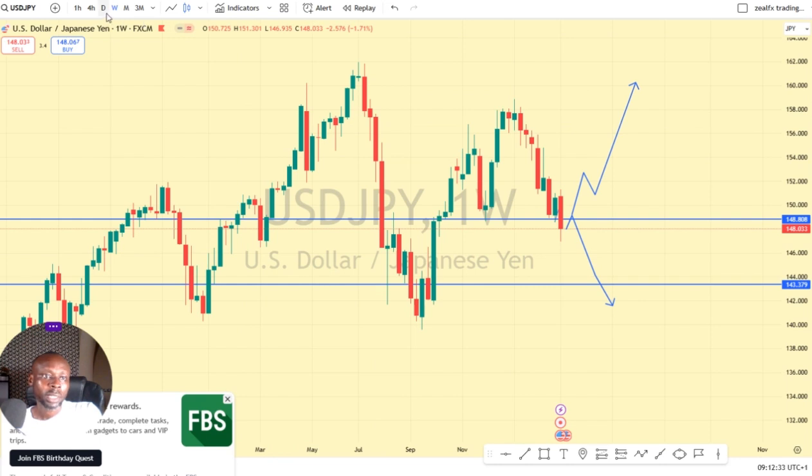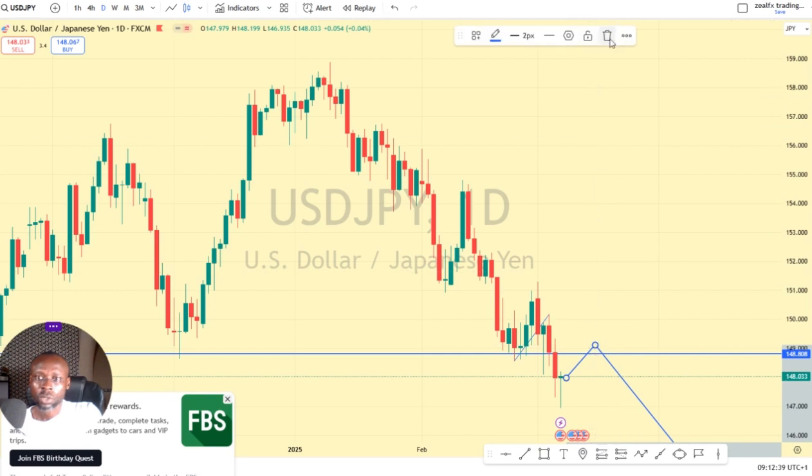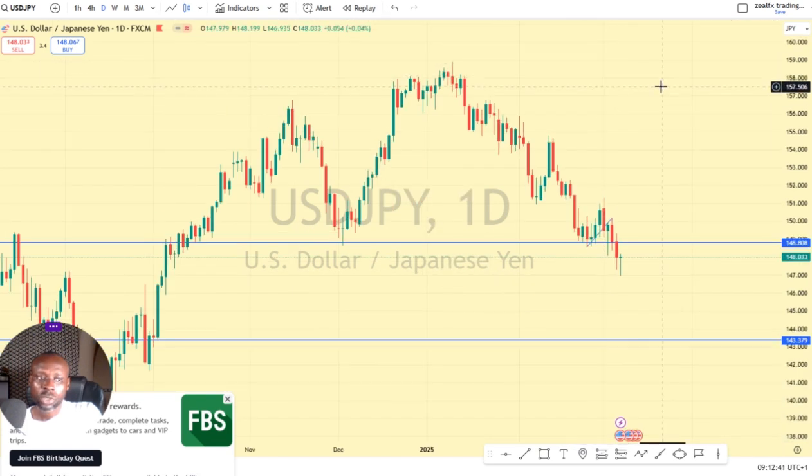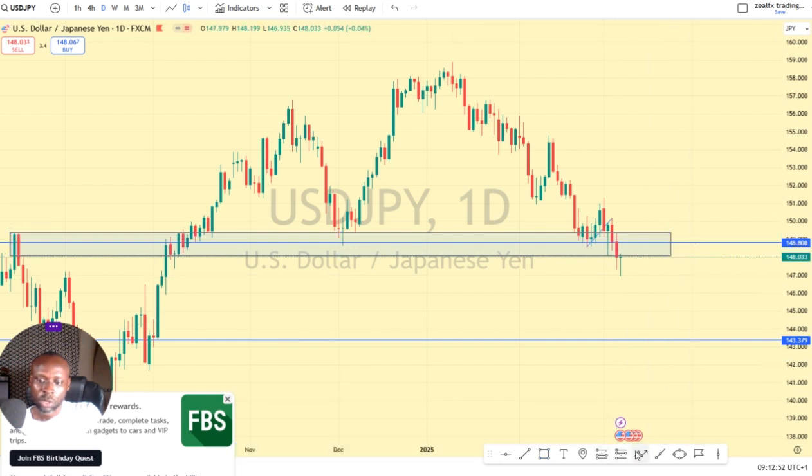So let's look at the daily chart of the USDJPY. On my daily chart, we have a downtrend structure. So long as we have a downtrend structure on the USDJPY, we expect price to do a retest of this weekly zone. So we expect price to do a retest of this zone before we see a further push. We expect price to test this zone, then we see price pushing lower for the USDJPY. So look out for selling opportunity on the USDJPY this week.